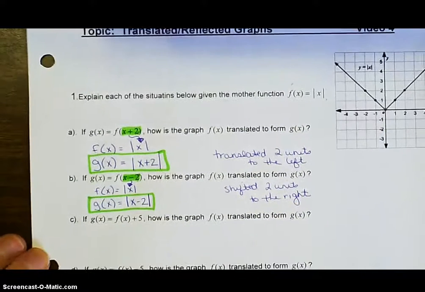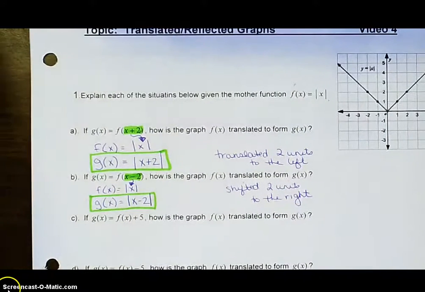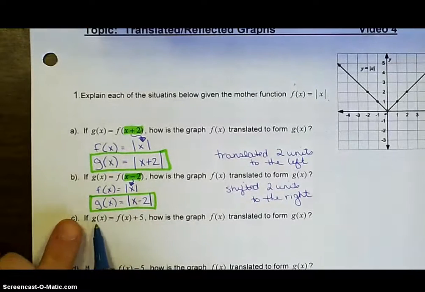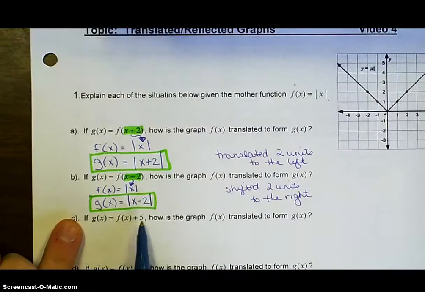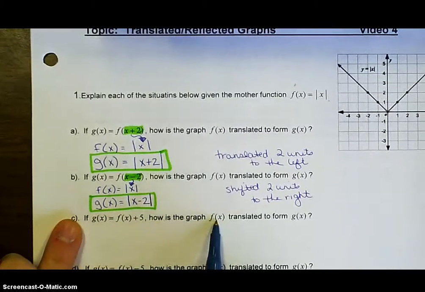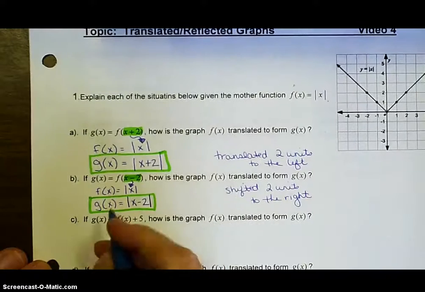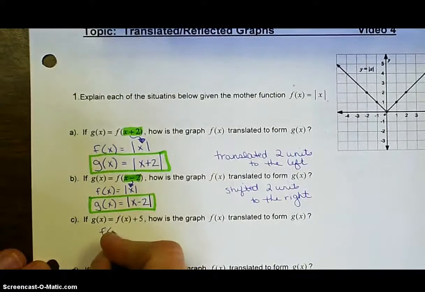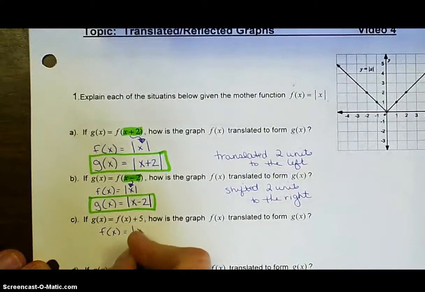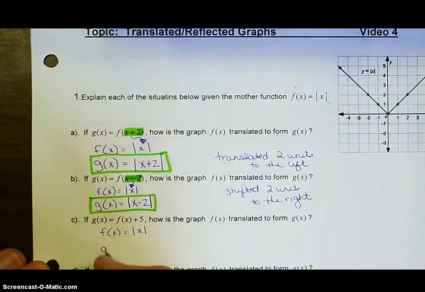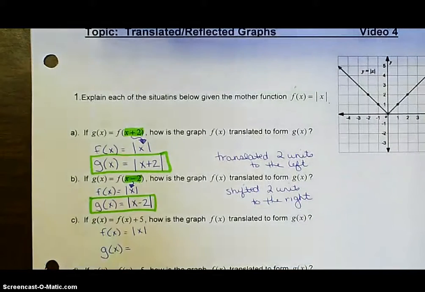All right, so let's see what happens now for part C. So now we have, if g of x equals f of x plus 5, how is the graph f of x translated to form g of x? All right, well, the first thing we need to do is write our new equation. So I'm going to start by writing my old equation. f of x is equal to the absolute value of x. Now we have to write our new equation, g of x equals. Now let's look at the definition. So g of x equals f of x plus 5.